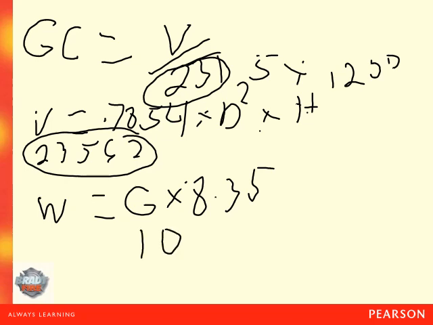So 102 times 8.35 gives you your weight. And what is our weight? 102 times 8.35 equals 851.7 pounds.